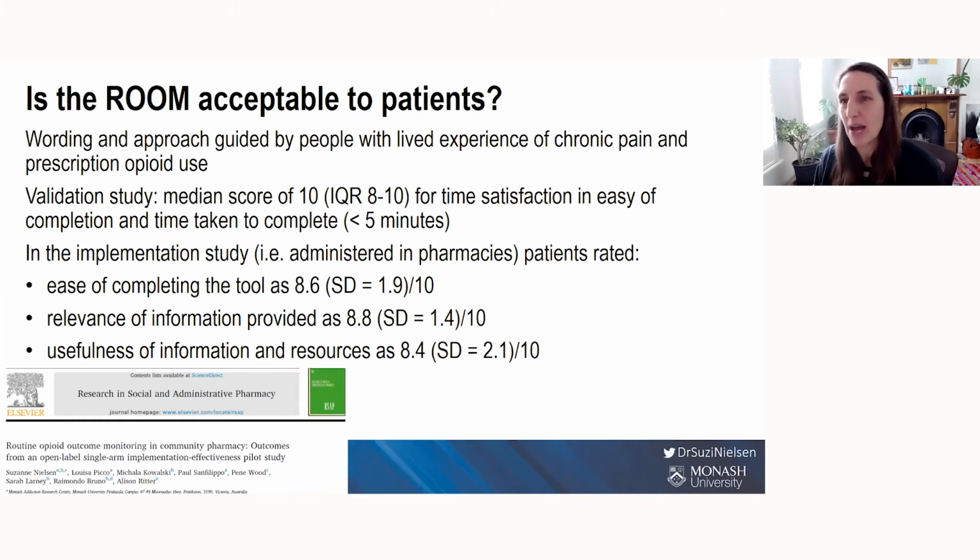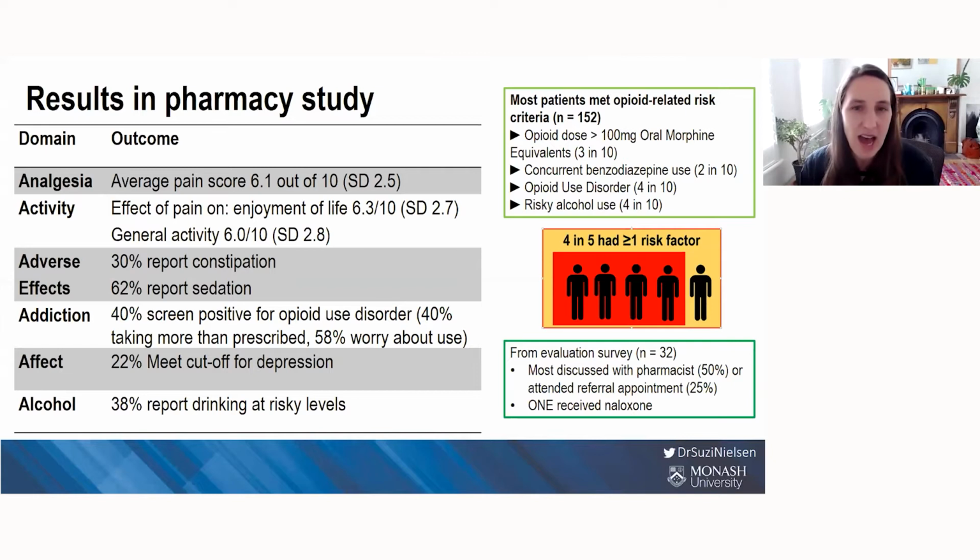Just to give you a really quick flag of what the results look like in the pharmacy study, we had 152 patients that we screened using the ROOM tool from 23 pharmacies across New South Wales and Victoria. What we actually found when we used this tool in practice is that the level of problems that people were experiencing was quite high. The average pain score was 6 out of 10, and I think around 30% of the population were reporting that their pain or the effect of pain on their life was a 7 or more. So it's quite severe pain despite being on opioids.